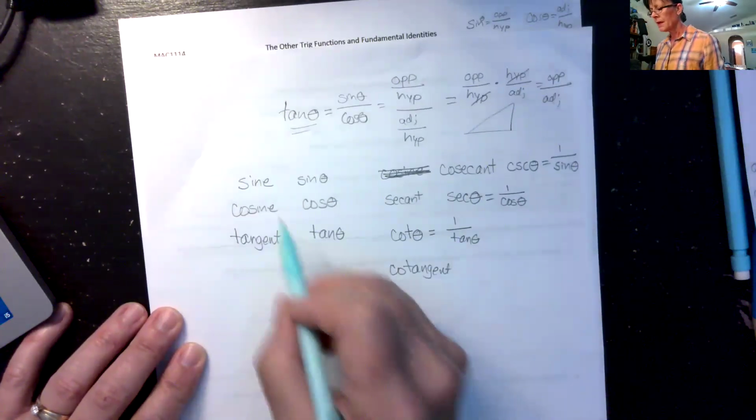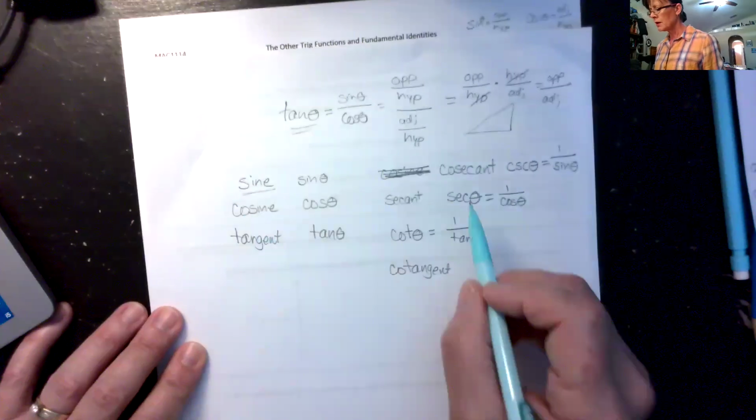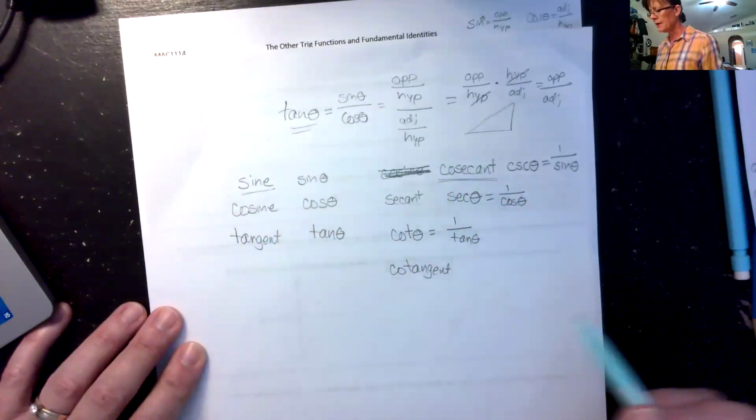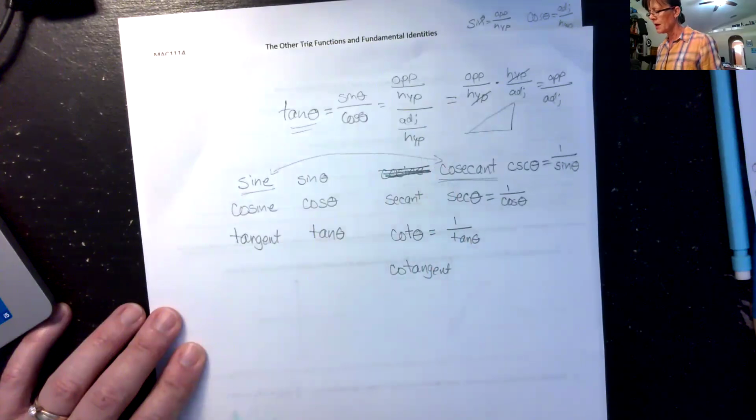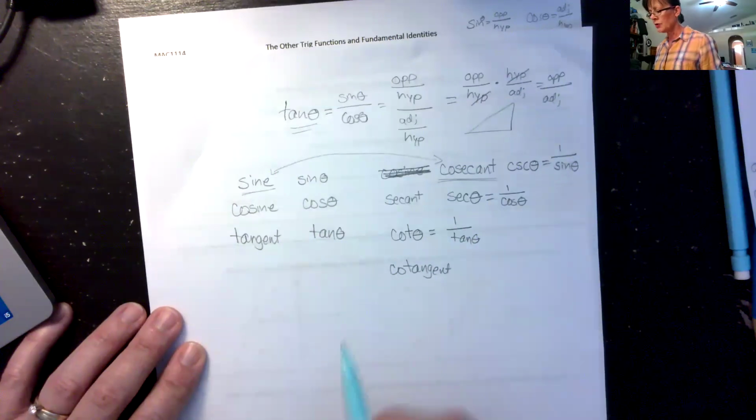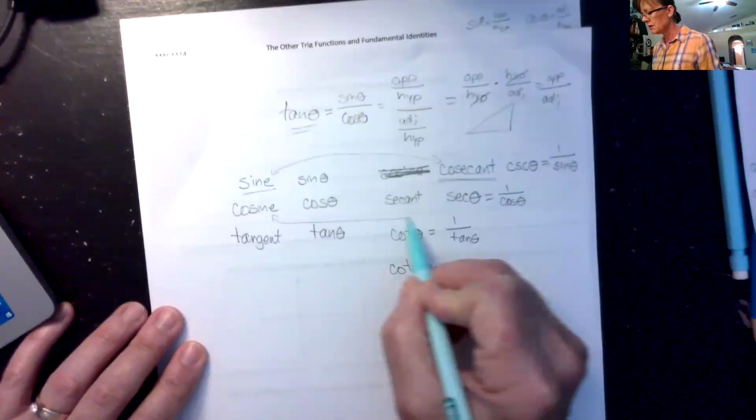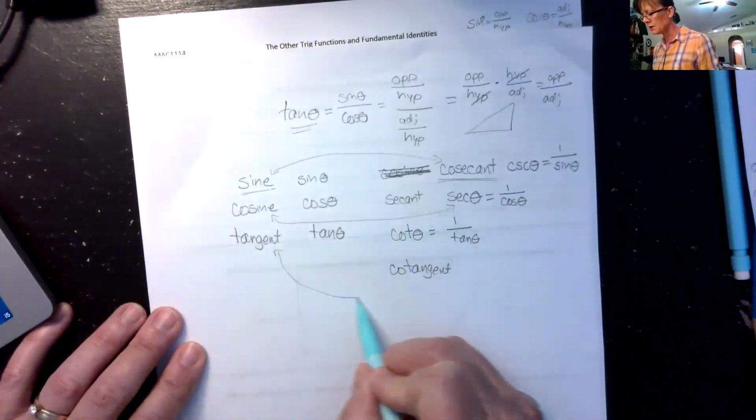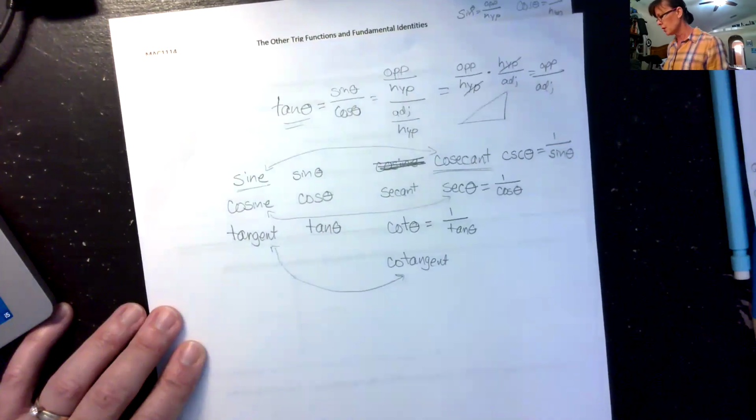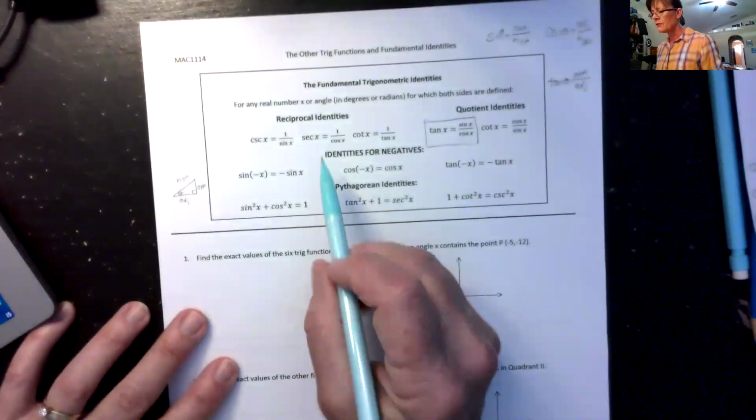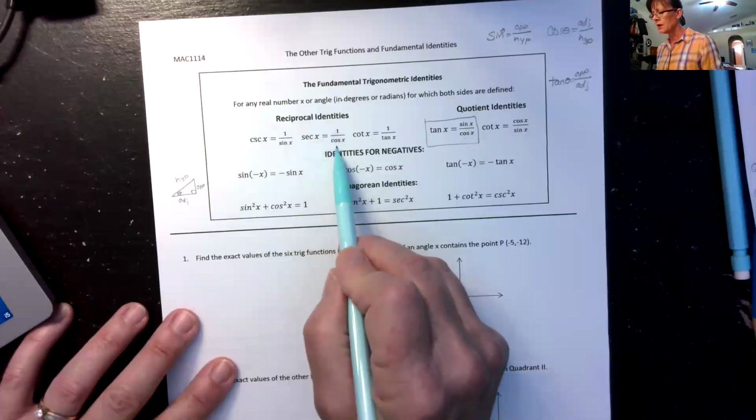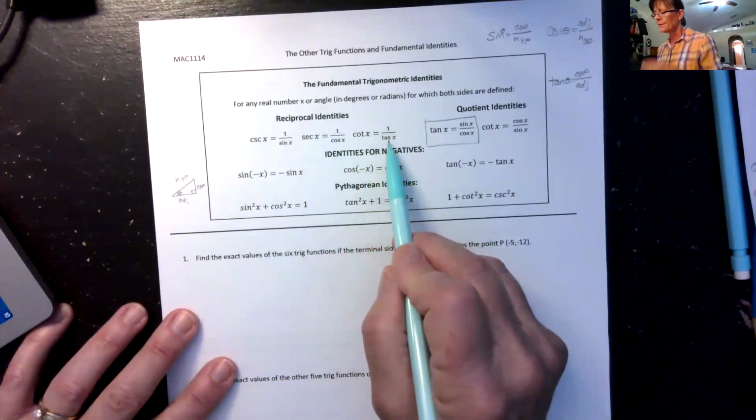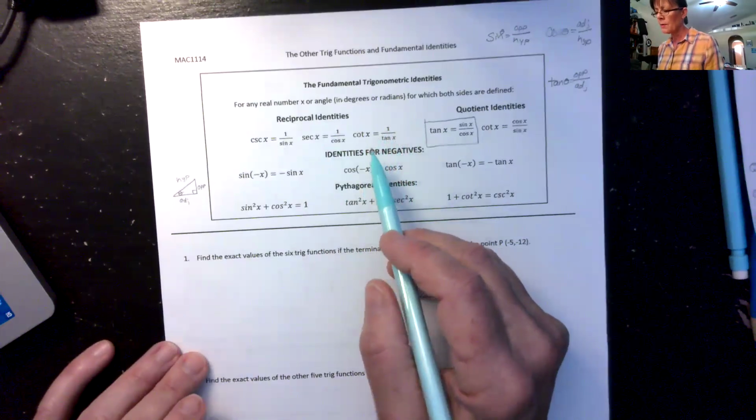So who goes with who? Sine goes with cosecant. How I put these together is the simplest one, sine, goes with the most complicated one, cosecant. Cosine goes with secant, and tangent is easy to remember because it goes with cotangent. These are the reciprocal identities. So on your sheet there, we're going to see them all laid out. Cosecant is 1 over sine. Secant is 1 over cosine. Cotangent is 1 over tangent. The reverse of these is true as well.